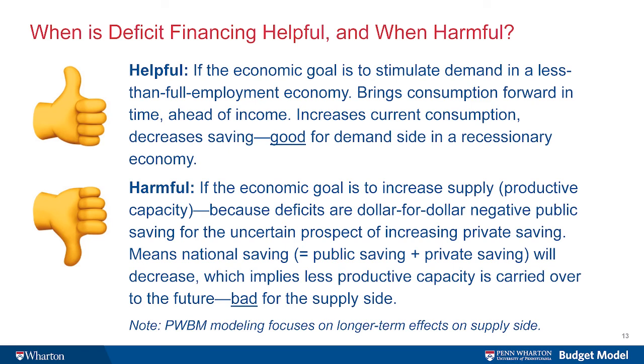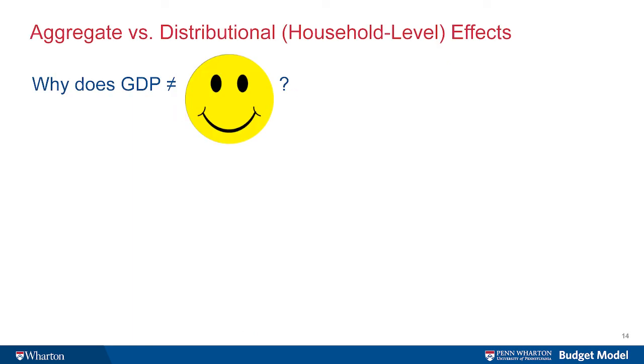I just want to note that Penn Wharton budget models tend to focus on longer-term effects on the supply side of the economy, which is why in our analyses, deficit financing really is a handicap for policies looking good in terms of longer-term economic growth. And it's because we really capture a longer-term time frame over several decades, and we focus on modeling the supply side of the economy. So that's the end of the macro overview.